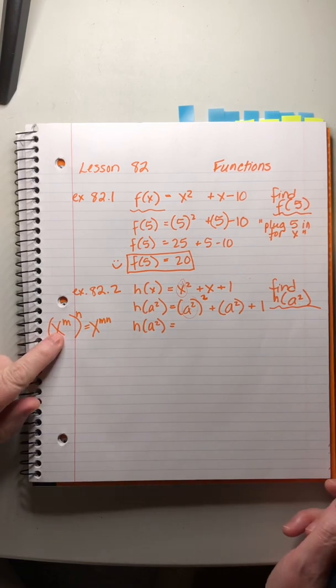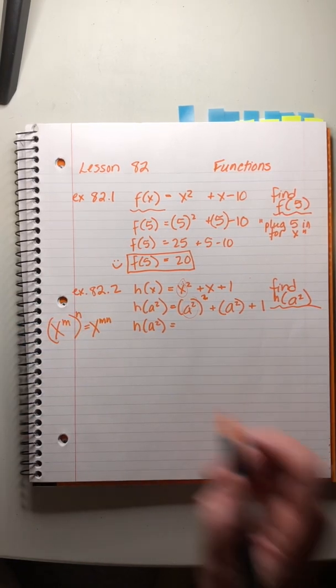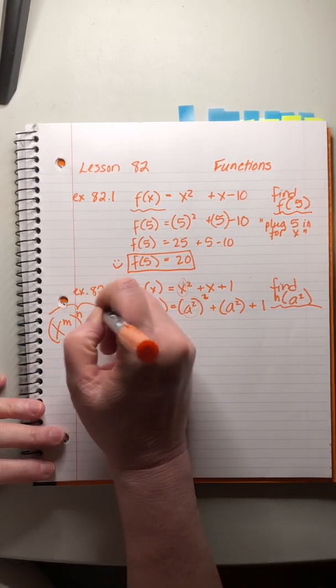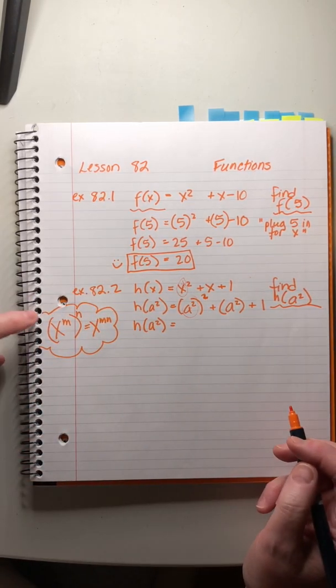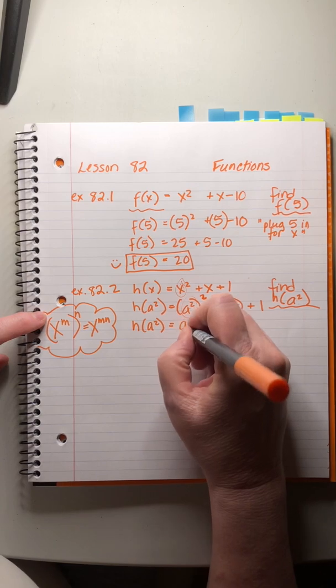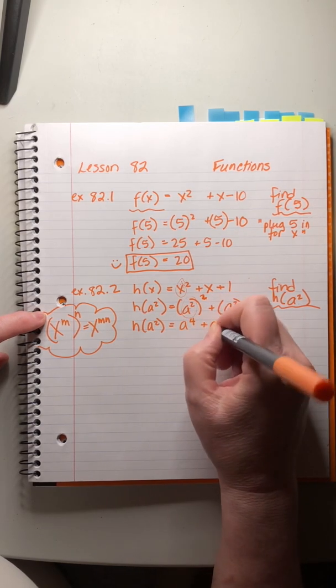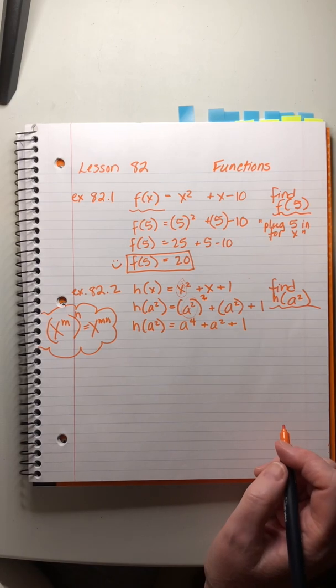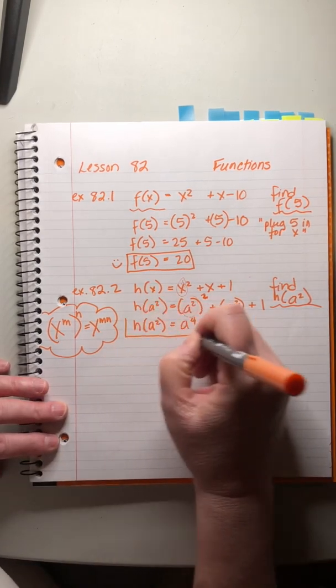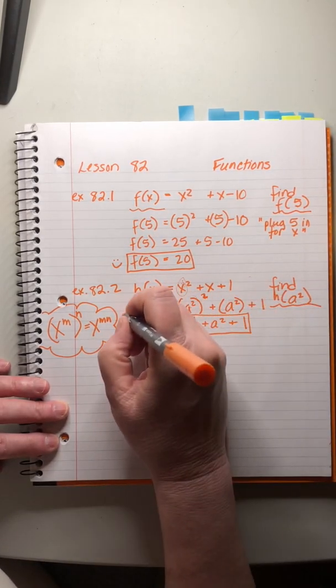And your base raised to a power and you're raising it again, is what I'm trying to say. That's our power rule, which you guys memorized beautifully for me. So proud of you. So this becomes a to the fourth plus a squared plus 1. And that is our final answer. That's the h of a squared.